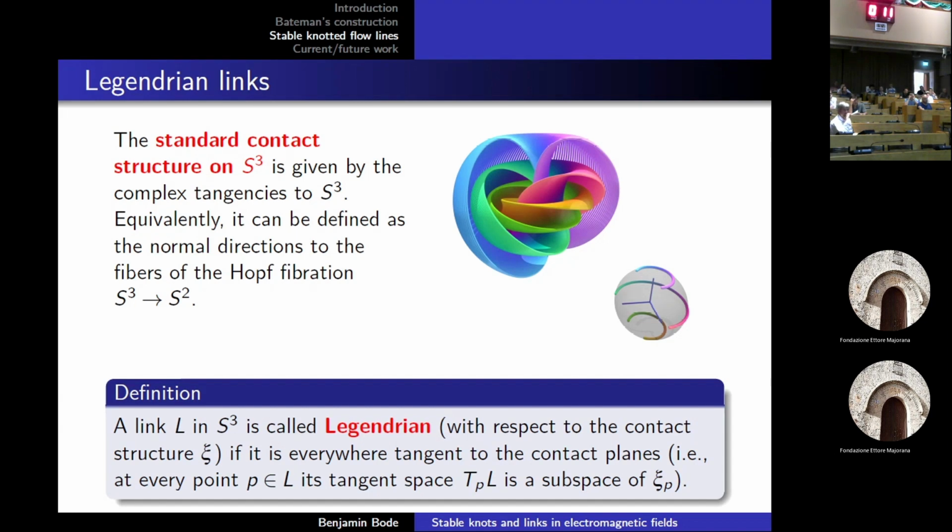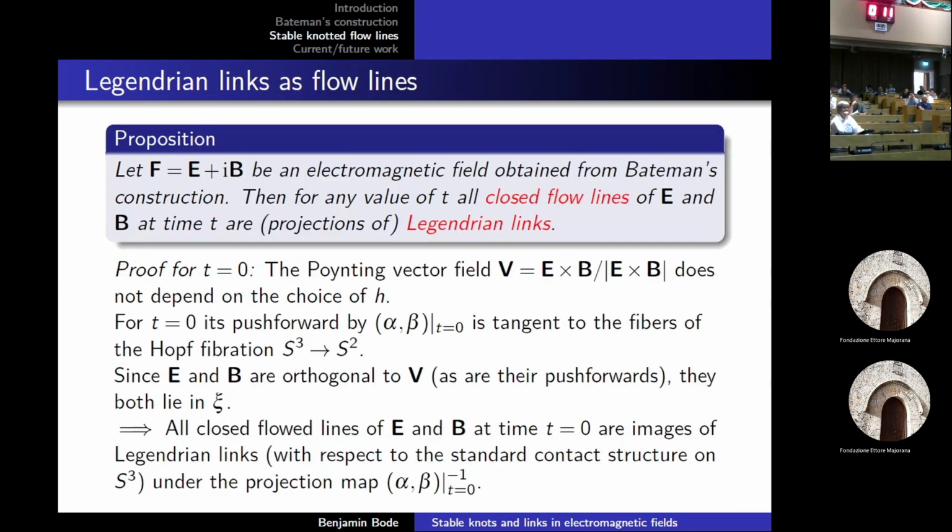And the reason why I go through all of this and why it matters in the context of Bateman fields is the following. If you have an electromagnetic field that comes from Bateman's construction, then for any value of t, the closed flow lines of E and B are projections of Legendrian links. What I mean by projections of is, again, you look at the corresponding fields on the 3 sphere, which do not depend on time. Their closed flow lines will be Legendrian links, and the actual flow lines that you see in R3 will be the images of these Legendrian links under the projection maps alpha beta inverse.